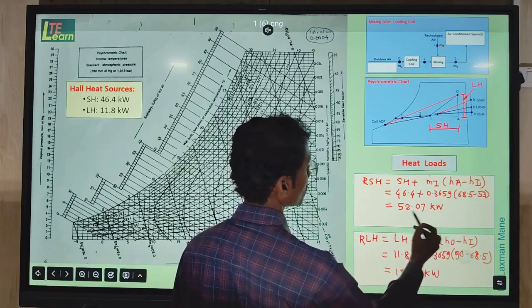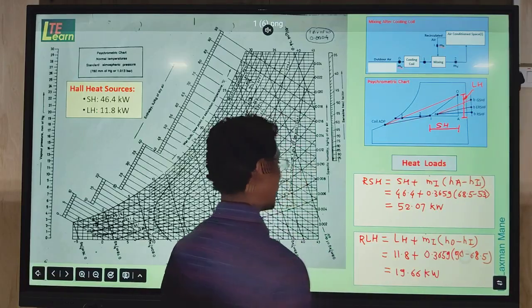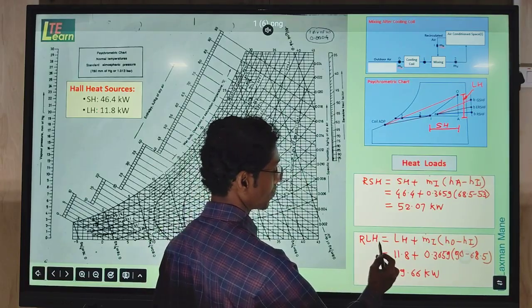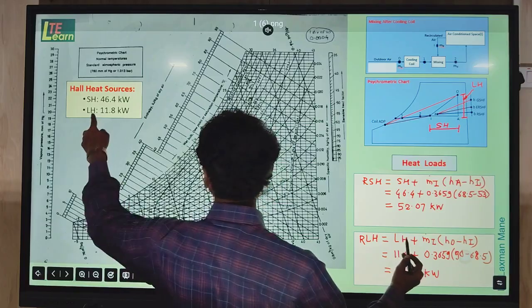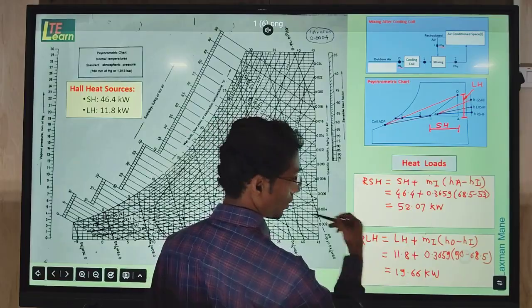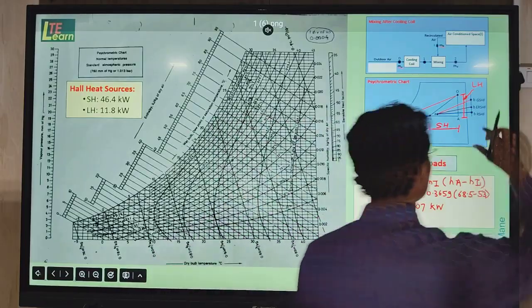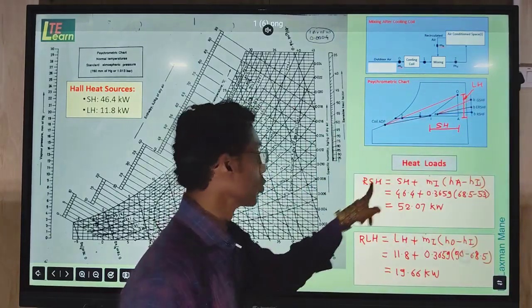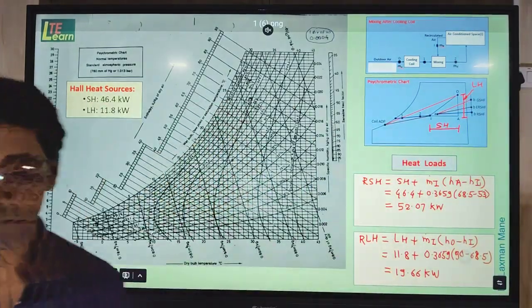By putting the values and doing the calculation, we find the value in kilowatt. Same procedure we do for the RLH, room latent heat, which will be equal to the latent heat given in the numerical plus m dot I, which we already calculated, multiplied by the enthalpy difference of this vertical line, meaning HO minus HI. HO minus HI we obtained in the last slide. We put the value and we get the answer in kilowatt. Thus we find the heat loads, that is RSH and RLH.